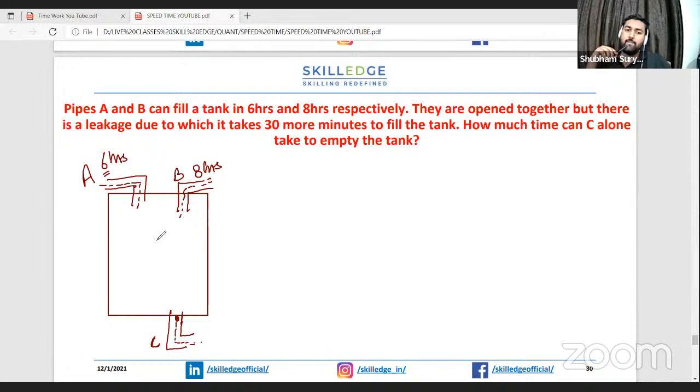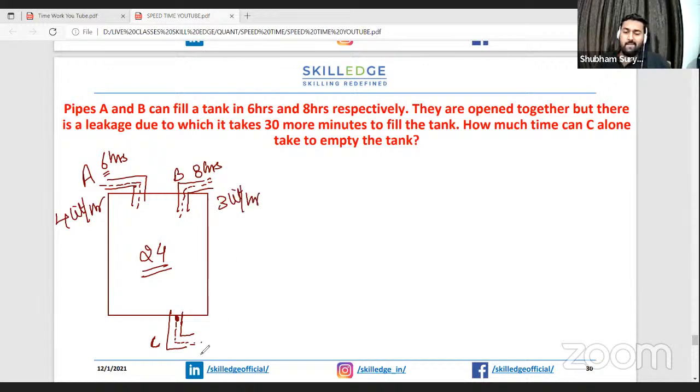हम्म, 24 भी ले सकते हो, और उसके अलावा कौन से नंबर्स आ सकते हैं फिर. 48 आ जाएगा, 48 भी ले सकते हो. कर लो 24 लेके ट्राई कर लो. So 6 4s are 24, so 4 liters an hour. 8 3s are 24, so 3 liters an hour.